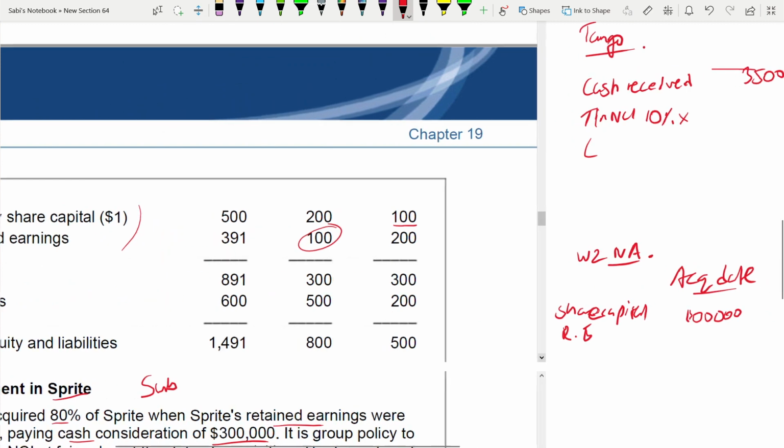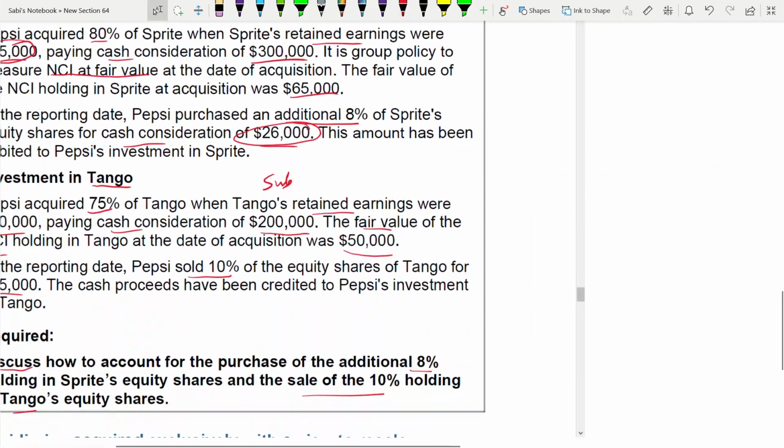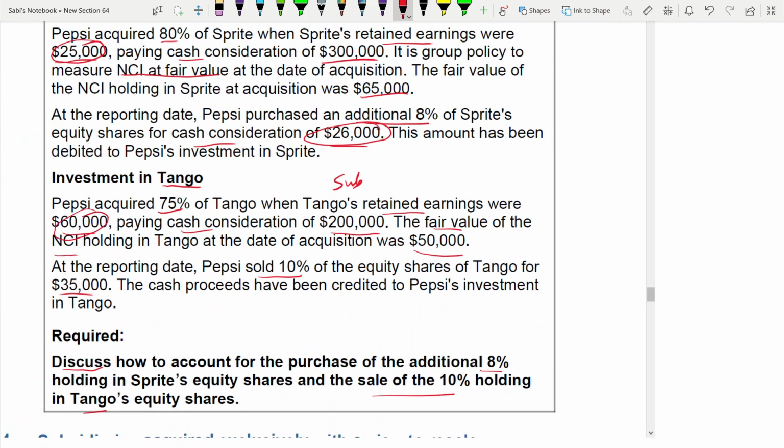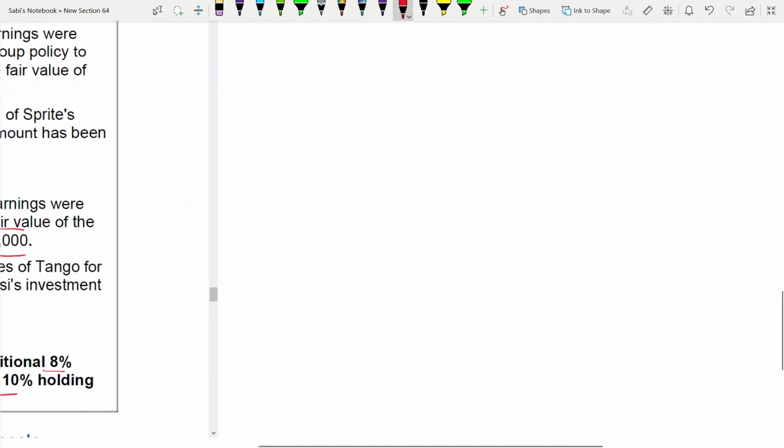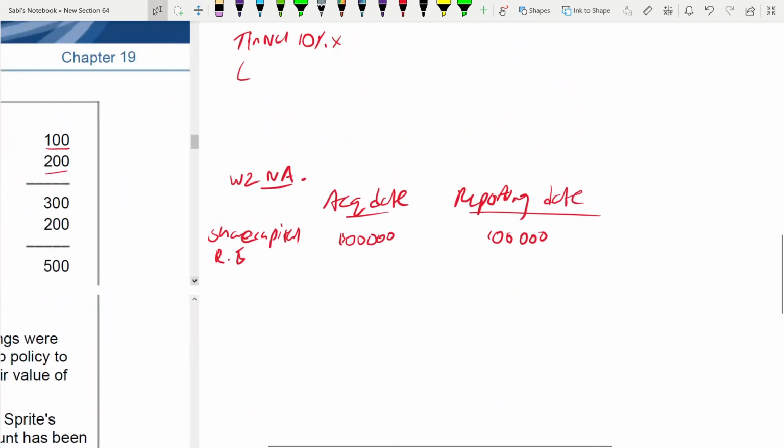So retained earnings, if you see, it is 200. This is at reporting date. But here for Tango they have told that it was 60,000. This 60,000 is at the acquisition date, and 200,000 at the reporting date. Obviously at the reporting date retained earnings will increase. That's how you're getting post acquisition profit, right? So here the total is 160,000. Here it is 300,000.